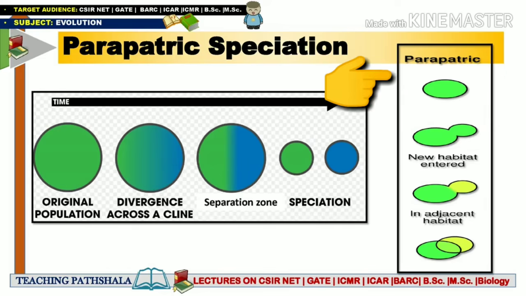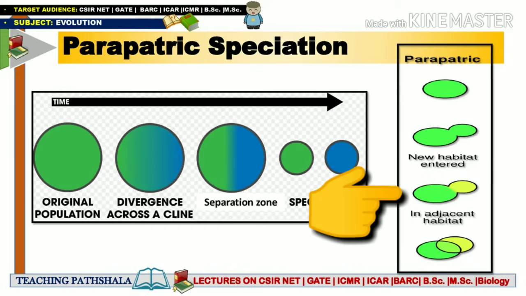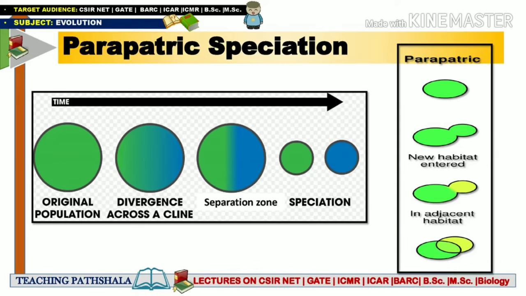If we see the second diagram, it is represented clearly: initially there is an original population in light green color. Then a new kind of population forms that shifts to a new habitat or niche. They shift to the adjacent habitat, but still have contact with the original population. So the newly found population is still a neighbor of our original population. They are not entirely detached or separated from each other. Still they are in contact, which means they are neighboring species.